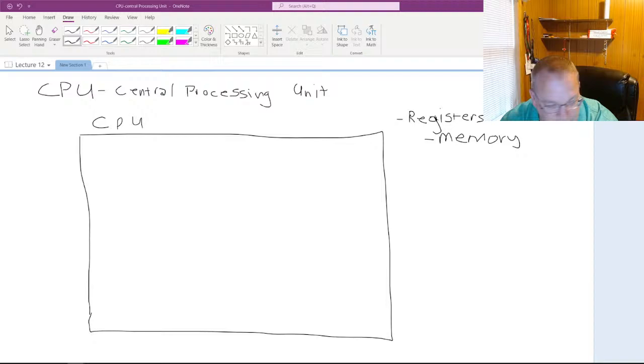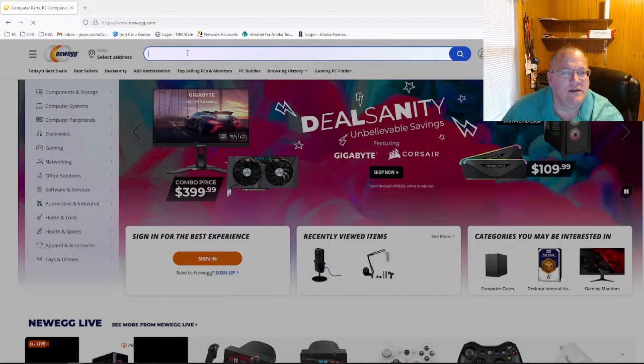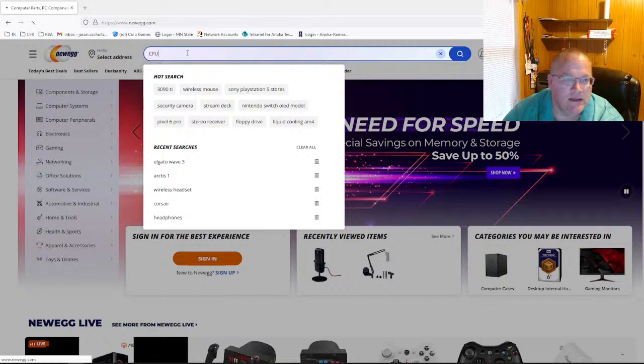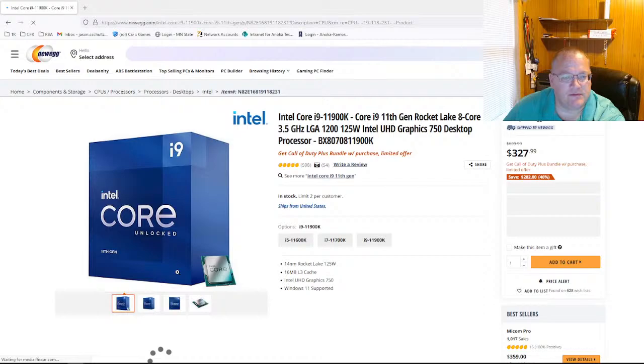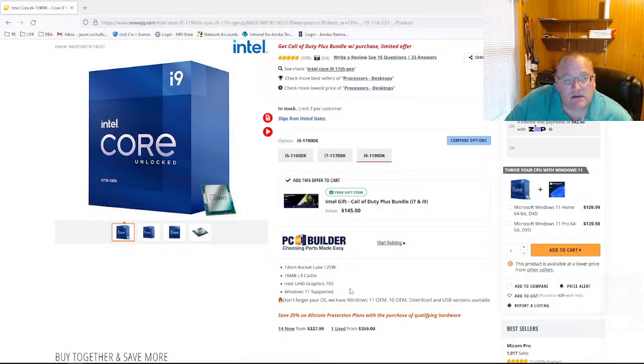In fact, let's go to my favorite website, or at least one of them, Newegg, and look at a brand new CPU. I don't really care which one it is. What I want to do is look at the specs for it. Aha, this is actually interesting. This tells me that this has 16 megabytes of L3 cache. So that's another word sometimes used for registers, cache.